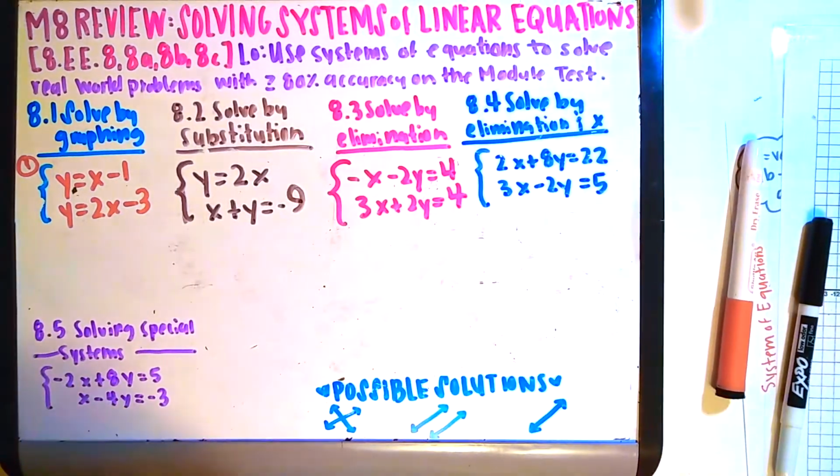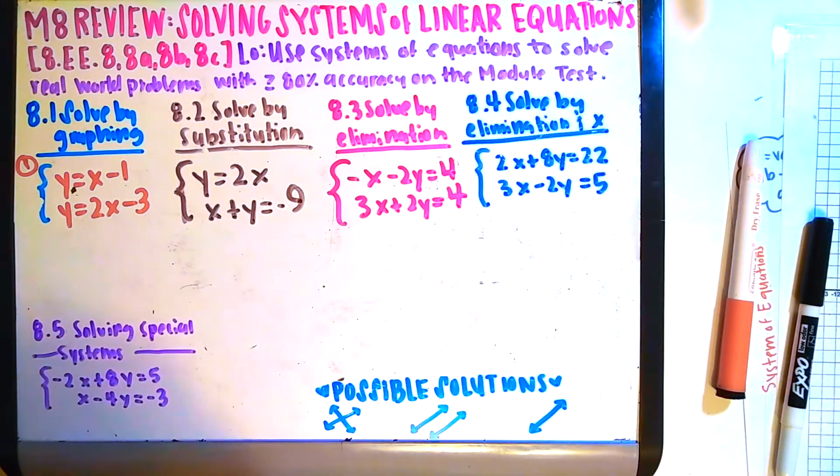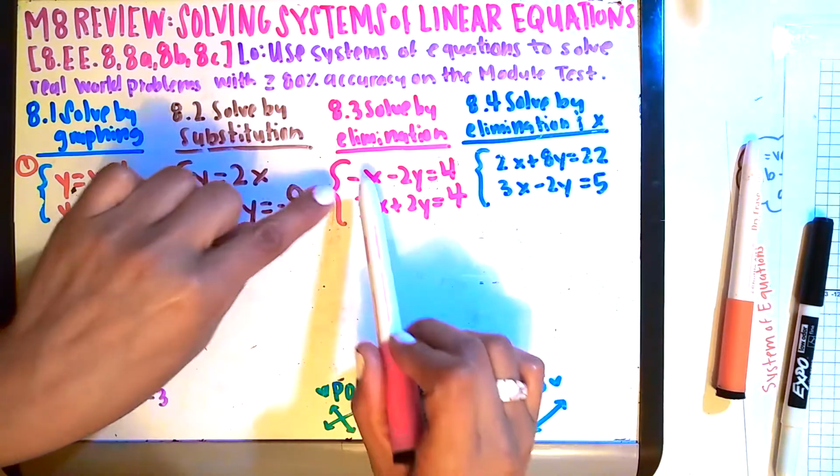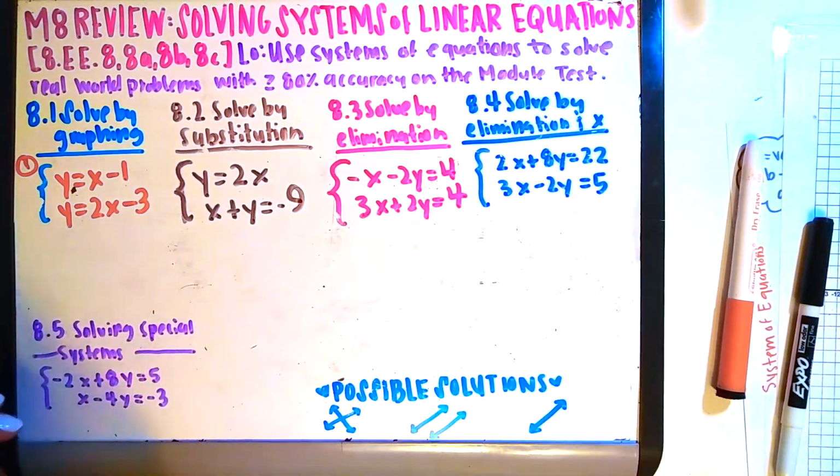Okay, so solve by elimination. Remember, if they see any opposites right away, you can add them. If not, then you're gonna subtract them. And remember, if you subtract, just make sure that you know that you're subtracting that from that, and this from that, and that from that. Okay. Let's get to the elimination with multiplication.